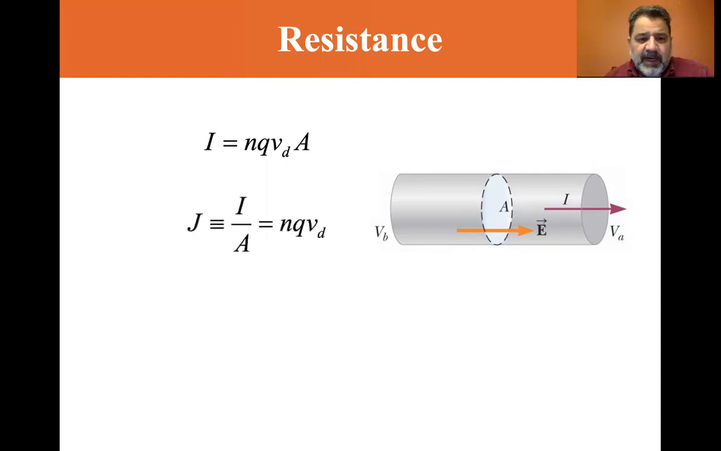Now we can define a current density, which is the current divided by the area. Well, if you just go to the equation up at top and you divide both sides by A, the area, you get the current density, J, but that leaves N Q V sub D. So that's the charge carrier density times the charge times the drift velocity. That is your current density.